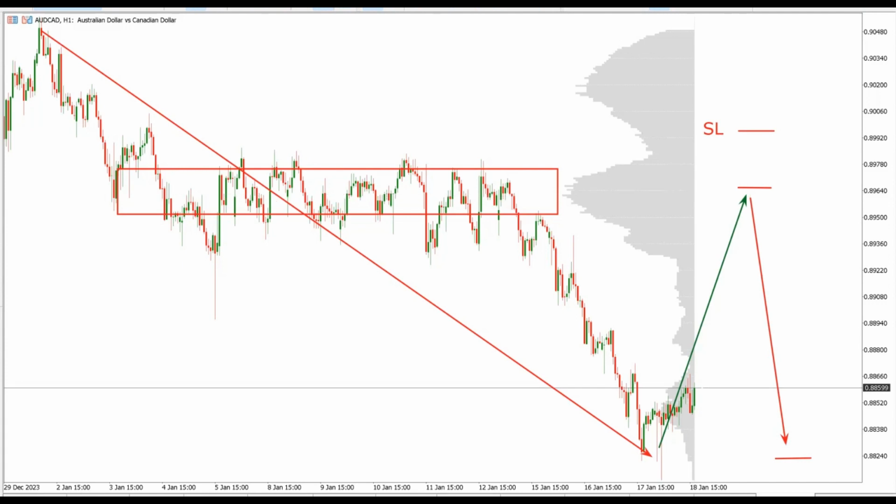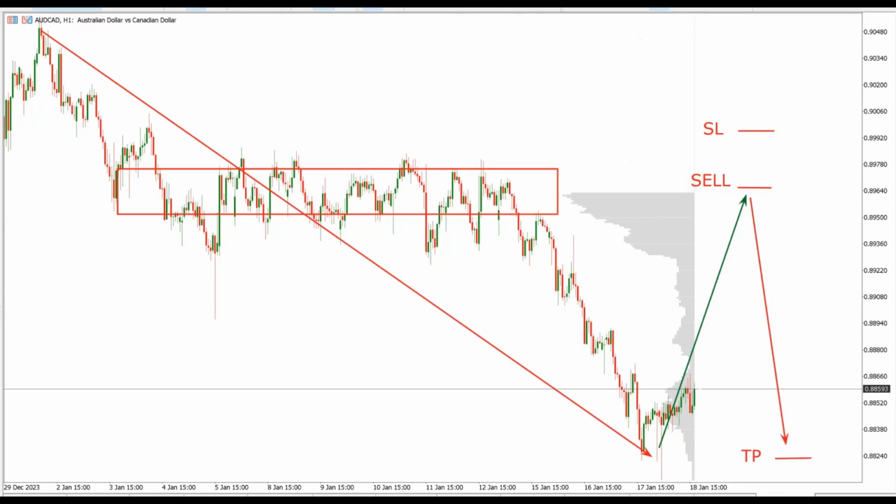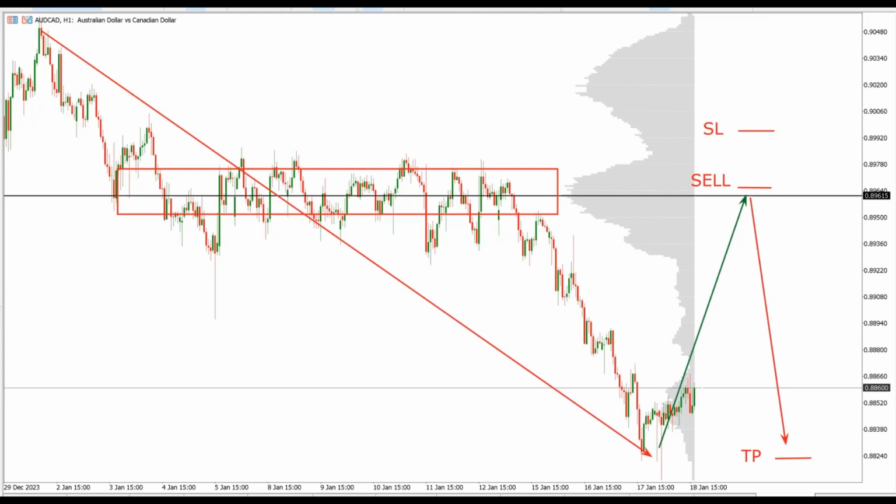So we want to put the entry: we want to say sell here, right? Here we have sell. And our take profit, it's going to be here, right? So we've got our sell, which is our entry. We've got our stop loss here. We've got our take profit, and we are good to go.